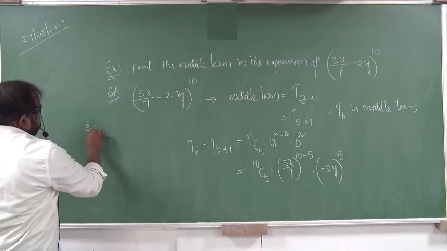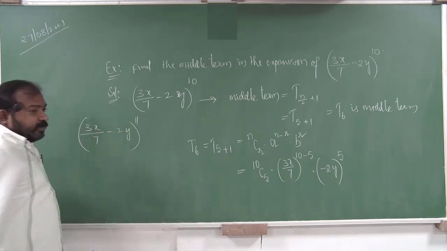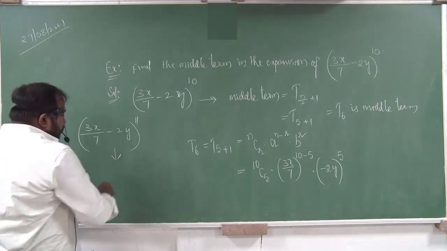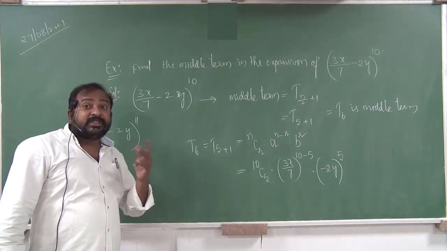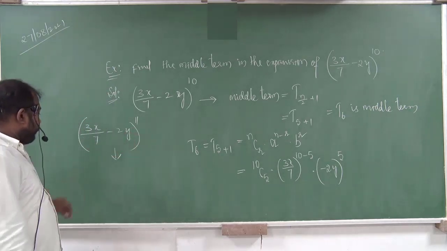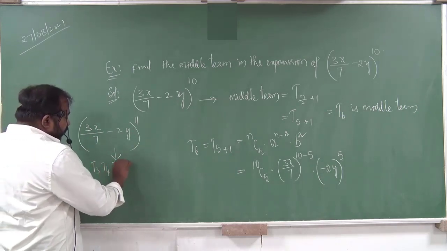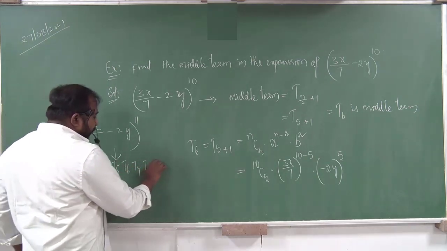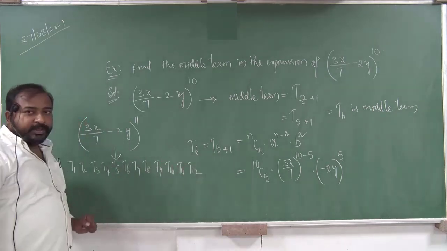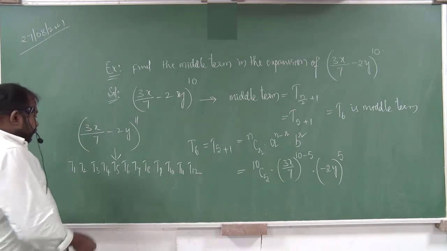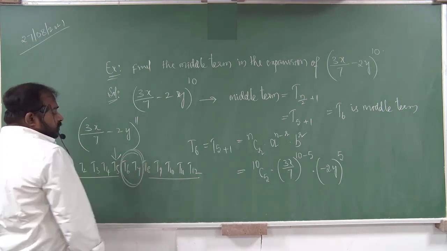If they give this value as (3x/7 minus 2y) whole power 11, then in this case, how many middle terms exist? Since 11 is there, 11 means T1, T2, T3, T4, T5, T6, T7, T8, T9, T10, T11, T12. 12 terms will be there. Out of these 12 terms, from the beginning 5 you can delete, and the last 5 you can delete. So these are the middle terms.